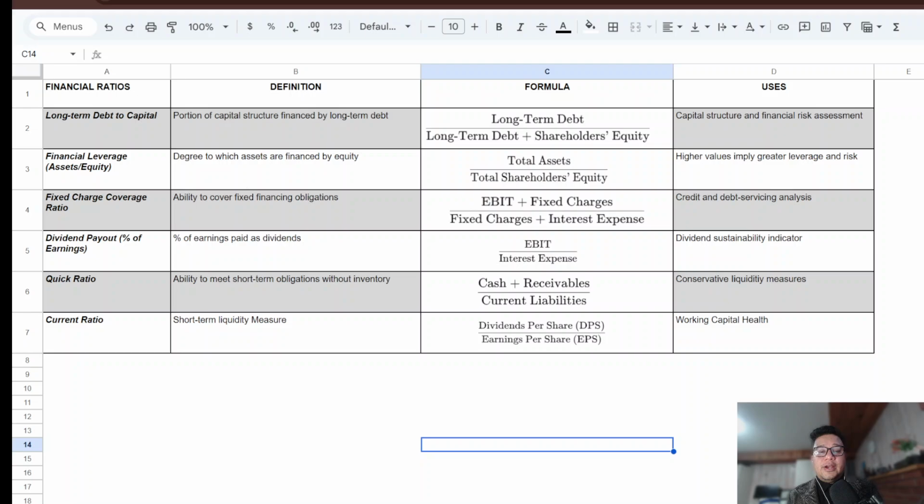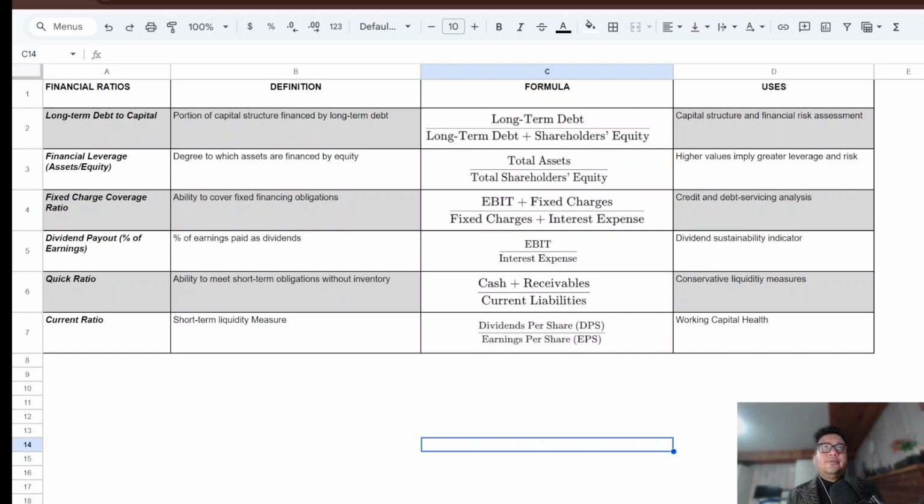This financial leverage is a very good indicator for companies, especially high-debt companies that are looking for future growth and future revenues. It might be much higher, and you have to be very careful with those companies. The other one you can look at is the fixed charge coverage ratio, which is the ability to cover fixed financial obligations. This gives you an idea about the credit and debt servicing in the company. It is earnings before interest and tax plus the fixed charges, divided by the fixed charges plus the interest expense.